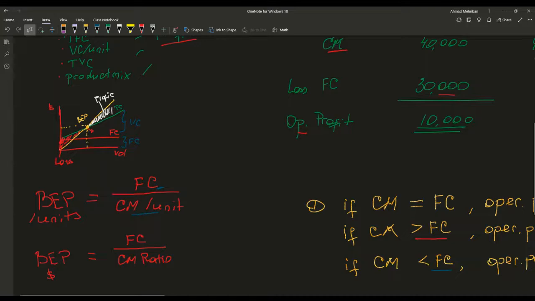For that, we have a formula: break-even point in units is equal to fixed cost divided by the contribution margin per unit. And if we want to calculate the dollar amount of it, then it's going to be fixed cost divided by the contribution margin ratio. And that's basically it.